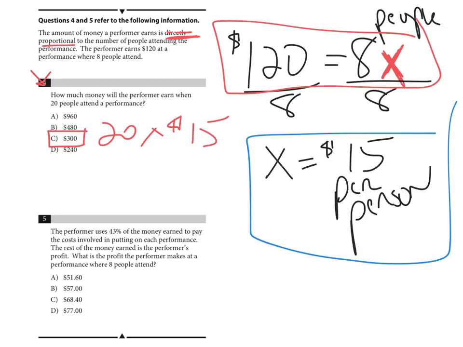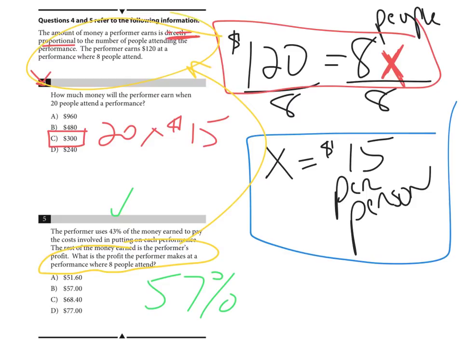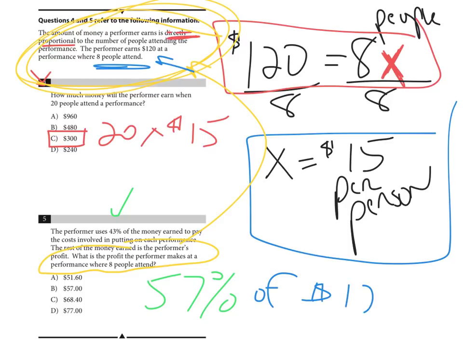Problem number 5, the performer uses 43% of the money earned to pay the costs. The rest of the money earned is profit. So they spend 43% of the money to pay costs, and the rest, which is 57%, is profit. What profit does the performer make when 8 people attend? Well, it tells you in the story, when 8 people attend, the performer earns $120. Well, 57% of the $120 is profit. The other 43 go to costs.